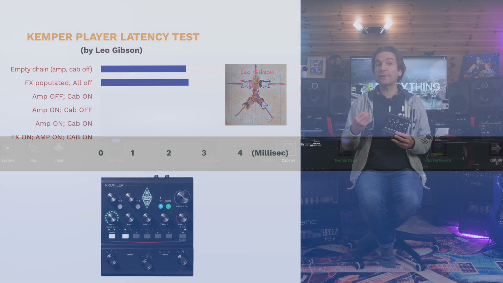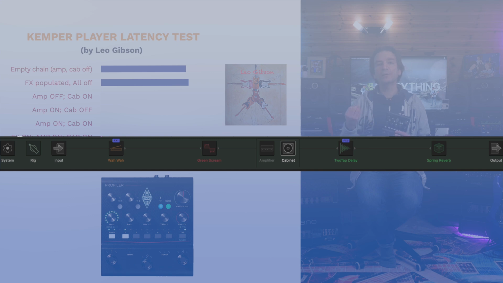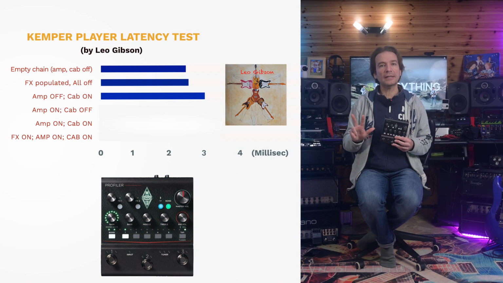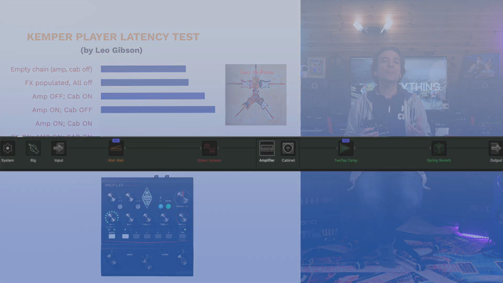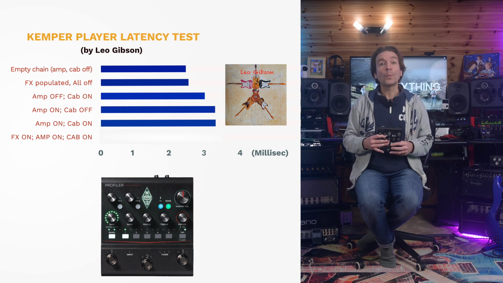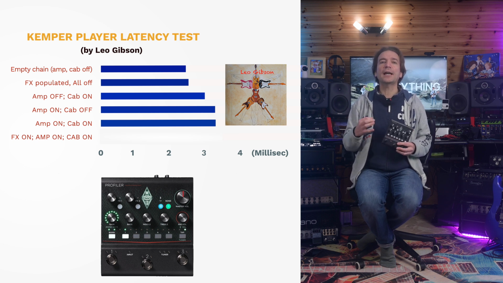If we keep the effect off and we switch on the cab block, we reach 3 milliseconds. On the other hand, with the amp on and the cab off, we have 3.2 milliseconds of latency. And this result is maintained even if we keep both the amp and the cab on at the same time. Now, whatever effect you activate, just one, all 4, even selecting different effects, the latency just increases a tiny bit from the above mentioned 3.2 milliseconds.